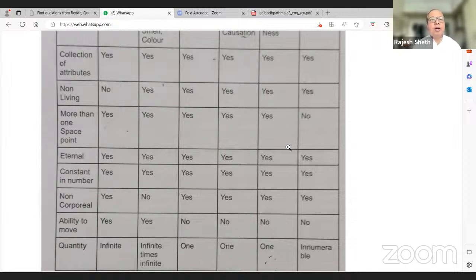All the substances are a collection of attributes. Where there is yes, yes, yes for all the six substances, that you can make out. These are the common attributes. Now, constant in number. So this is another common attribute across all the six substances. All are constant in number. It cannot increase, it cannot decrease.